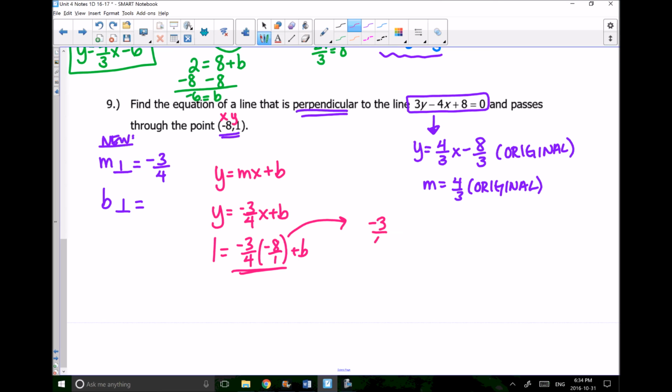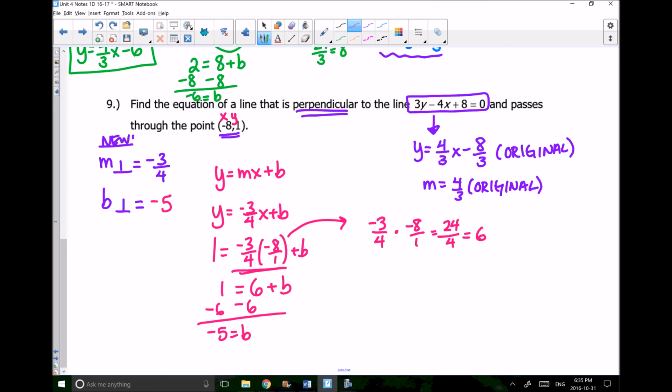So it's negative 3 over 4 times negative 8 over 1. Negative 3 times negative 8 is positive 24. 4 times 1 is 4, and then 24 divided by 4 is 6. So this value turns into 6. Now all I have to do is subtract 6 from both sides, so I get negative 5 equals b.